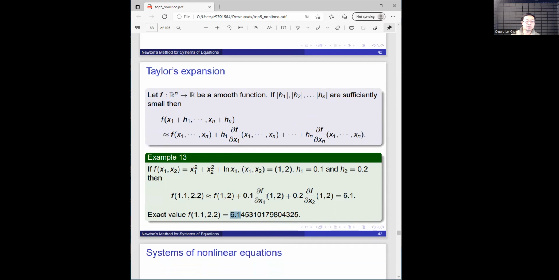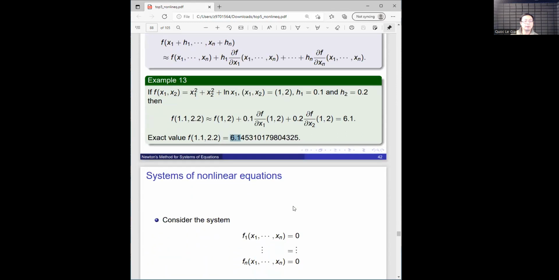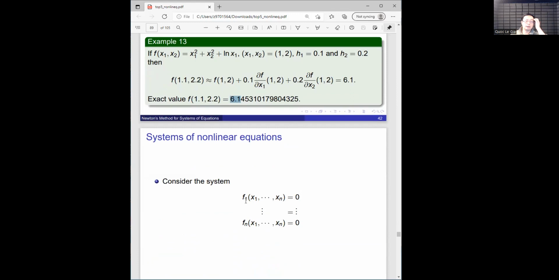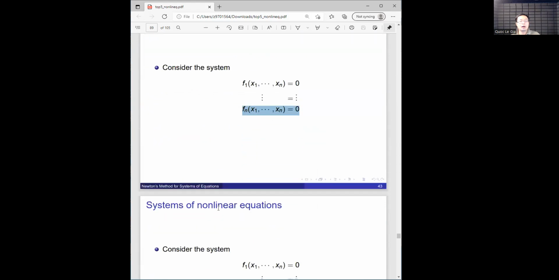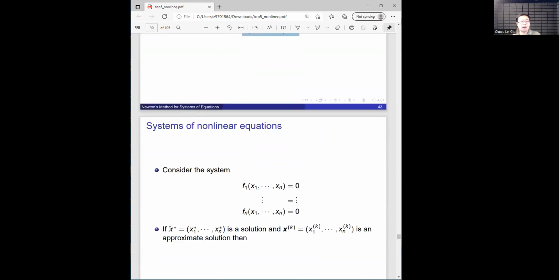Now I want to use this idea to derive the Newton method for the multivariate case. Suppose F1 of x1 up to xn equals zero. This is my first nonlinear equation. And then I have F2, F3, up to Fn, so I have n nonlinear equations. Now suppose x star is the solution. Remember x star now is a vector of n components, x1 star up to xn star, which are the components of x star.